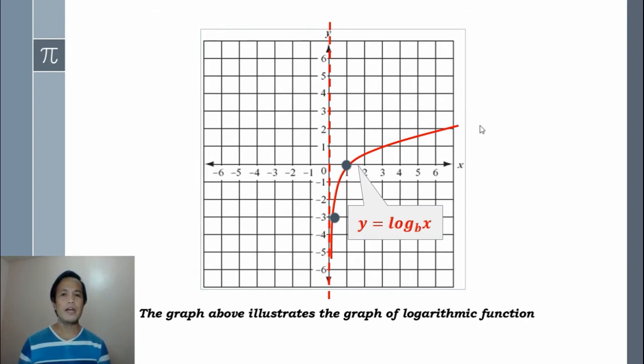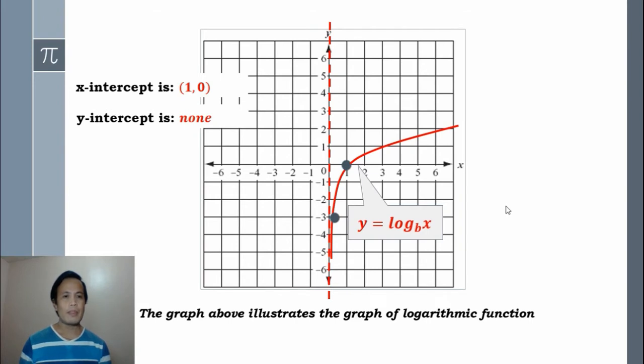Now, if we are going to find the x-intercept for this graph, as you can see, the graph crosses the x-axis at point 1, 0. So therefore, our x-intercept is at point 1, 0. Now, how about the y-intercept? As I've said, the graph will approach the y-axis but will never cross it because our y-axis also serves as our vertical asymptote. So therefore, for this specific graph of the general form for logarithmic function, the y-intercept is none. The graph will not cross the y-axis, so there is no y-intercept.